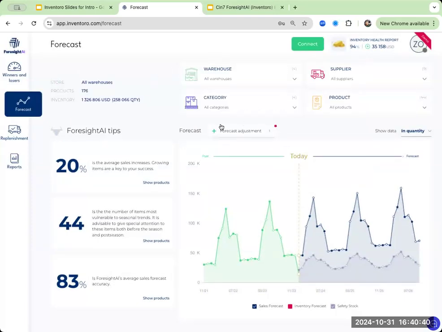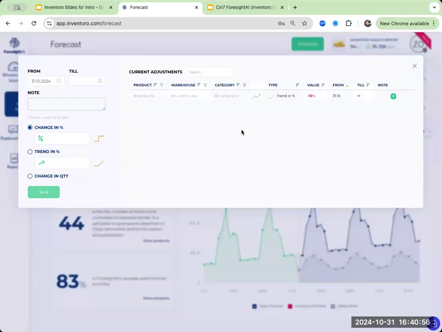Last but not least on this page is going to be the forecast adjustment. So I already kind of touched on what goes into this sales forecast. A lot of it is sales order history, AI, and some Foresight AI algorithms, but the computer doesn't know what it doesn't know. So that is where a forecast adjustment would come in.